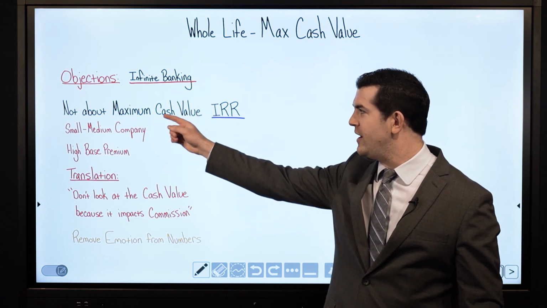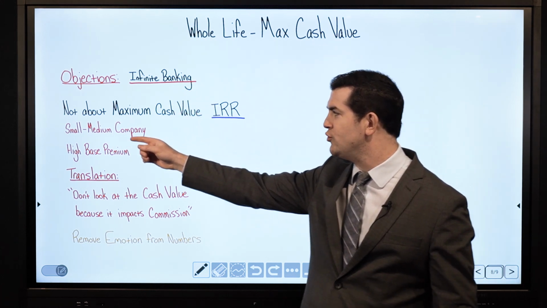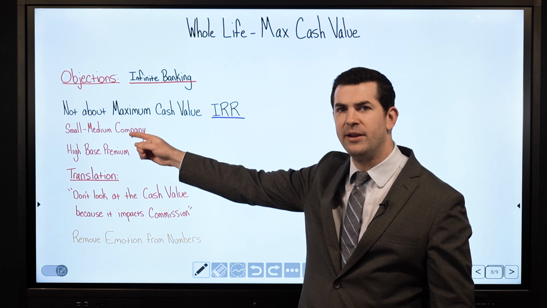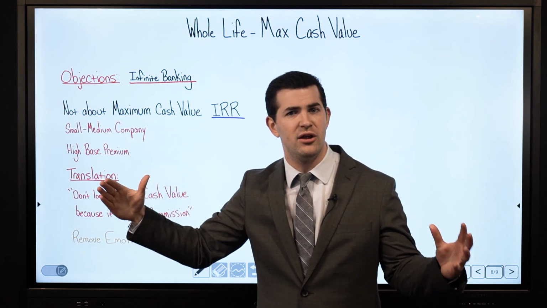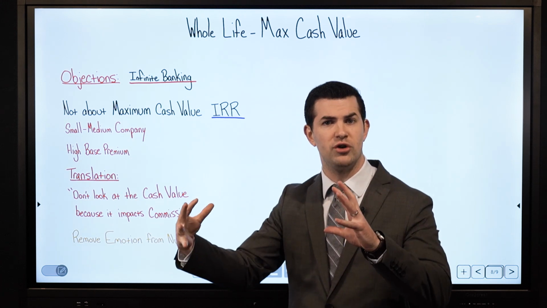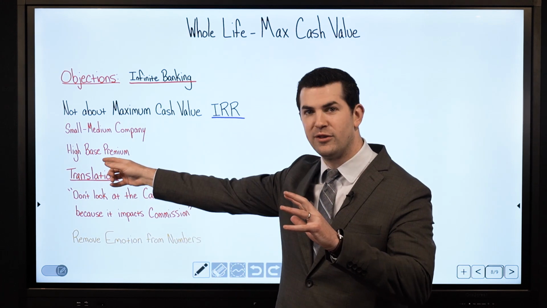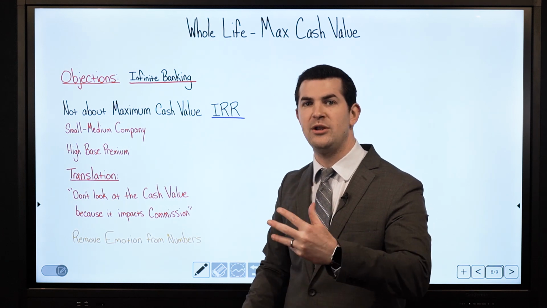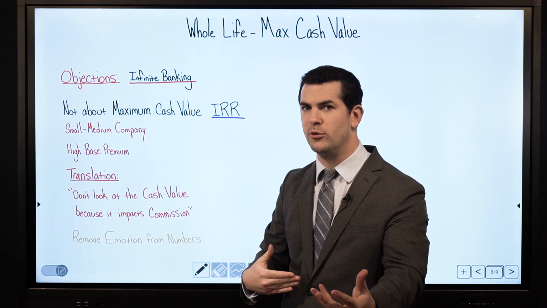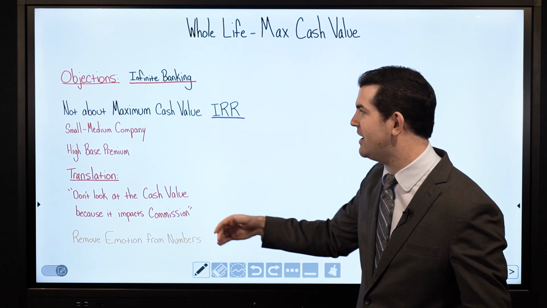So, not about the cash value. I should use a small to medium-sized company with a little bit higher base premium than I could typically go. So if I can lower the base premium, which reduces, the higher the base premium is, that reduces the cash value up front, commits me to a larger amount as a consumer, and it does not maximize the cash value.